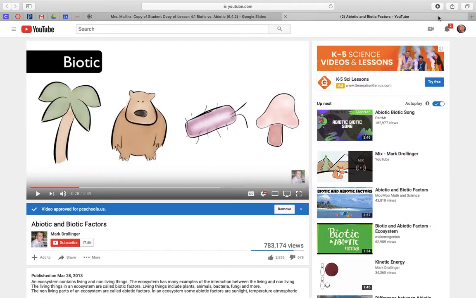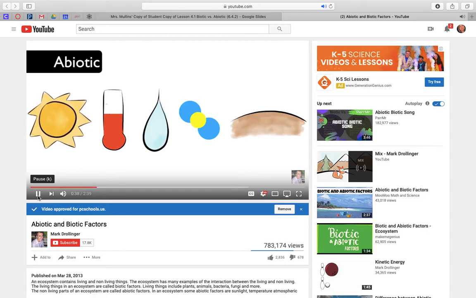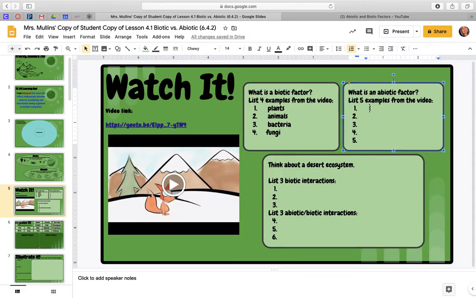And then our abiotic factors. The non-living parts of the ecosystem are called abiotic factors. Some non-living things are sun, temperature, water, atmospheric gases, and soil. Okay, so we had sun, temperature, water, atmospheric gases, and then what was the last one?